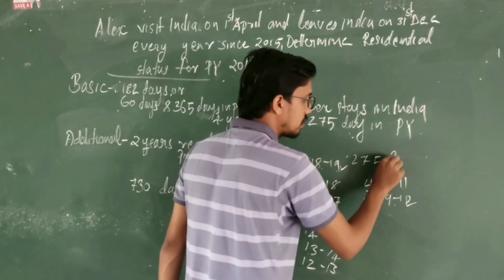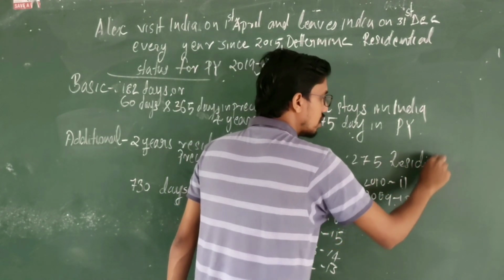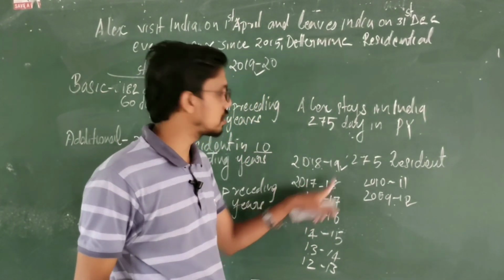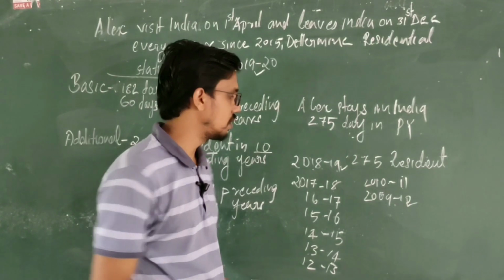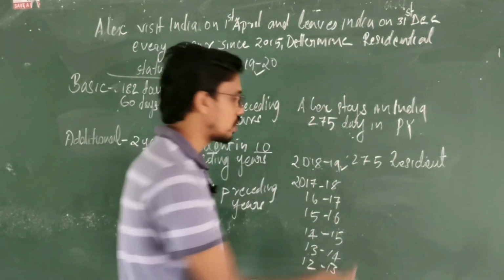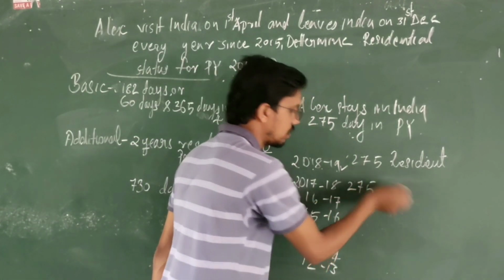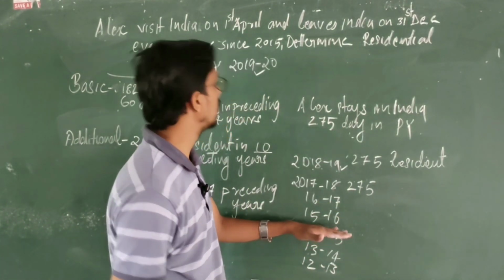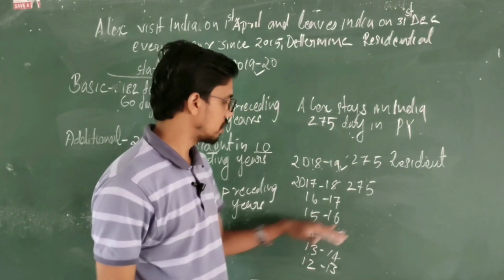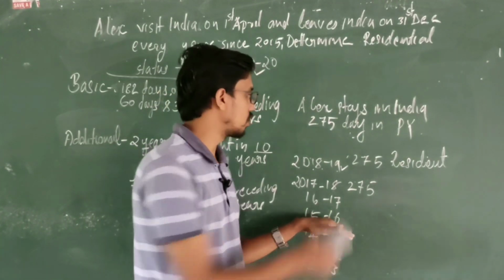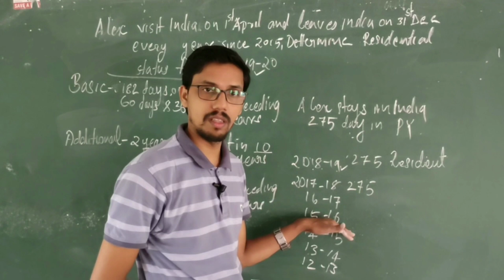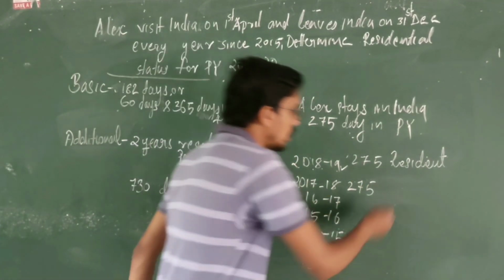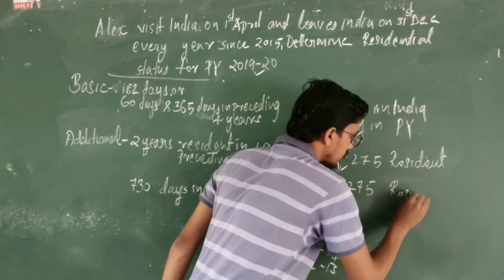In this year, he is a resident because he satisfied the first condition of the basic condition. Now, in 2017-18, same, he will be 275 days here also. Now, no need of taking further again. Maybe in 16-17 also he will be staying more than 275 days in India. So, he satisfies one of the basic conditions. He is a resident here also. Here also he is a resident.